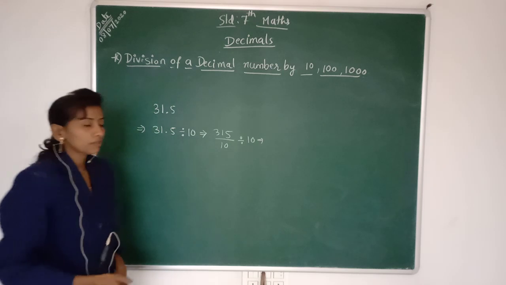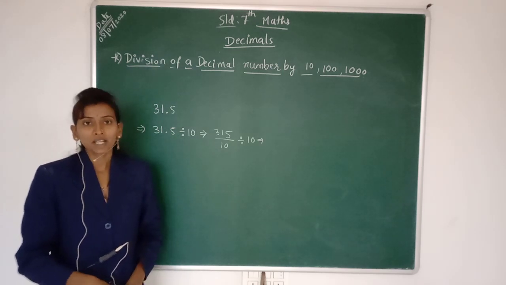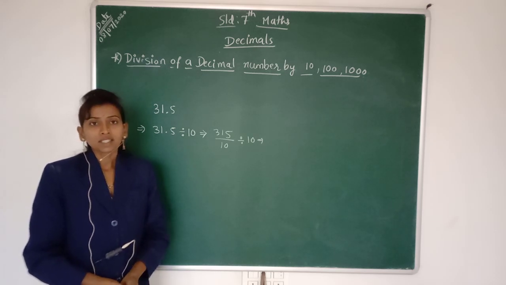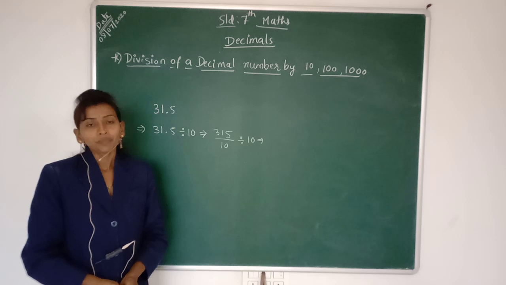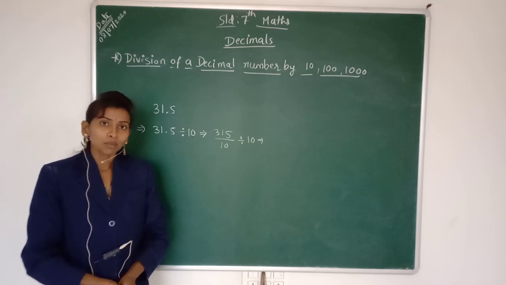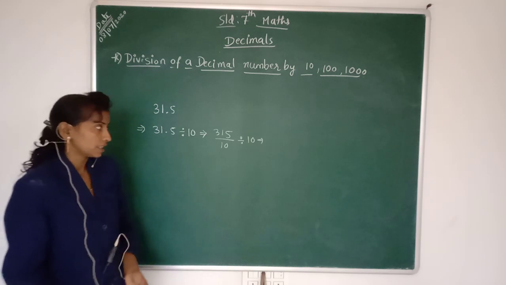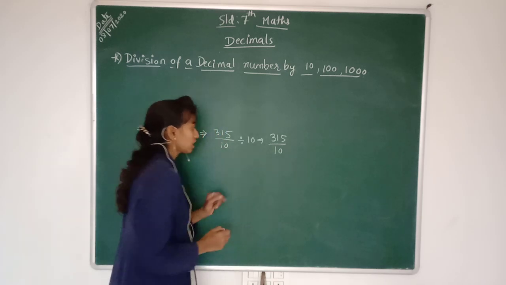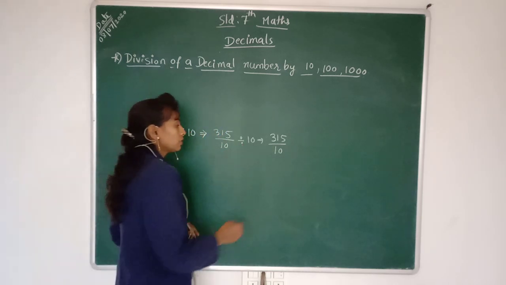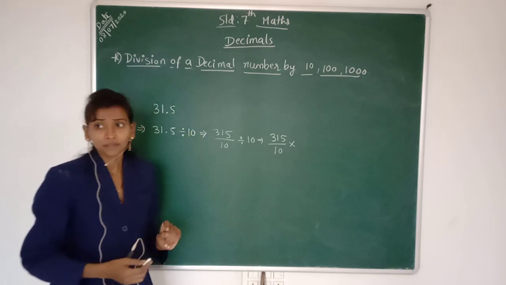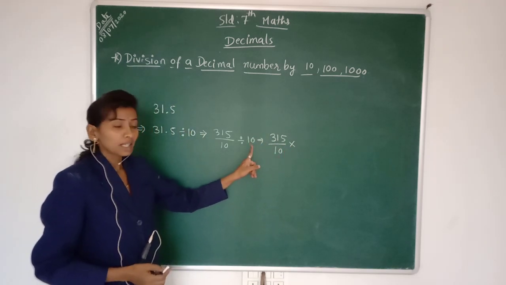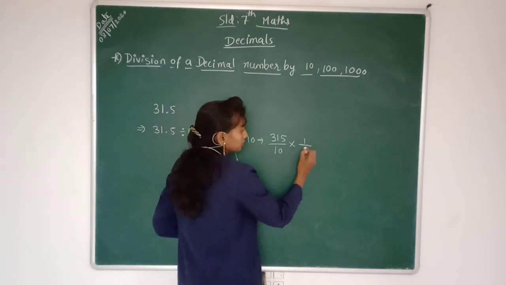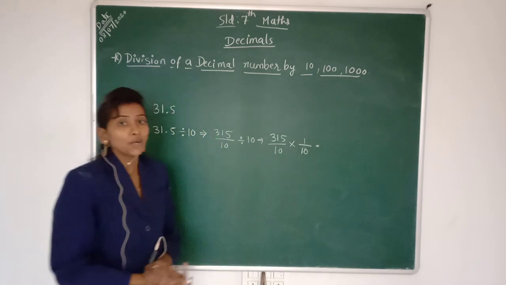While doing division of fractions, the first step is we have to keep the first fraction as it is, the division sign becomes multiplication, and for the second fraction or whole number we have to write the reciprocal. So the first fraction is 315 divided by 10, write as it is. In the next step the division sign becomes multiplication. 10 is the whole number, so we write the reciprocal of that, 1 by 10. The reciprocal of 10 is 1 by 10.